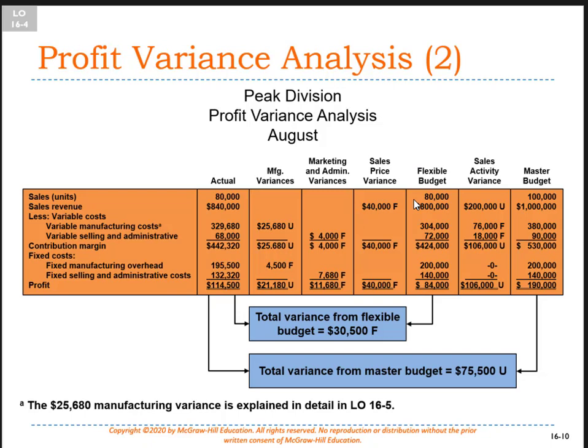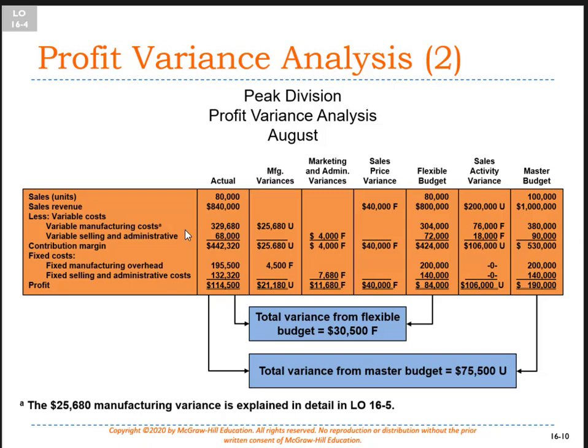Now, from the rest of these, we're really comparing the actual to the flexible budget, because everything that is different between the flexible budget and the master budget is entirely because of the sales activity. That's the only reason those exist. Okay? So we're going to take the flexible budget and compare it to the actual.